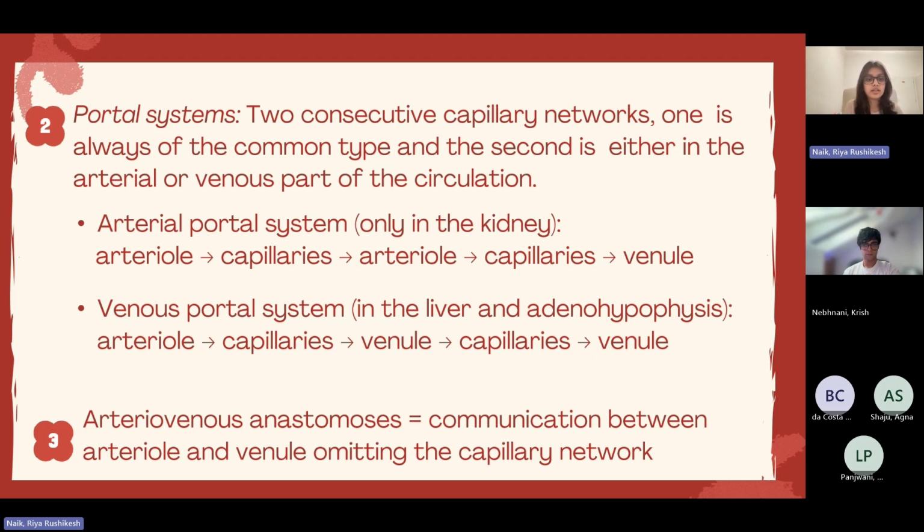The third type is the arteriovenous anastomosis. What happens here is that the arterioles and the venules are fused with each other and they completely omit the capillary network. That's why it is called the arteriovenous anastomosis.